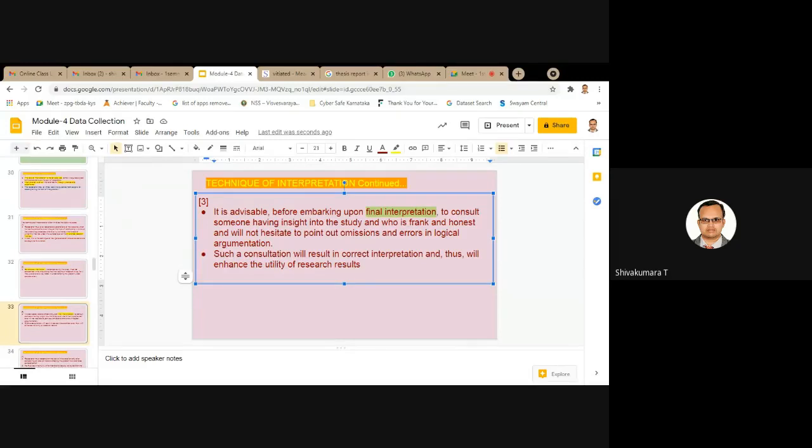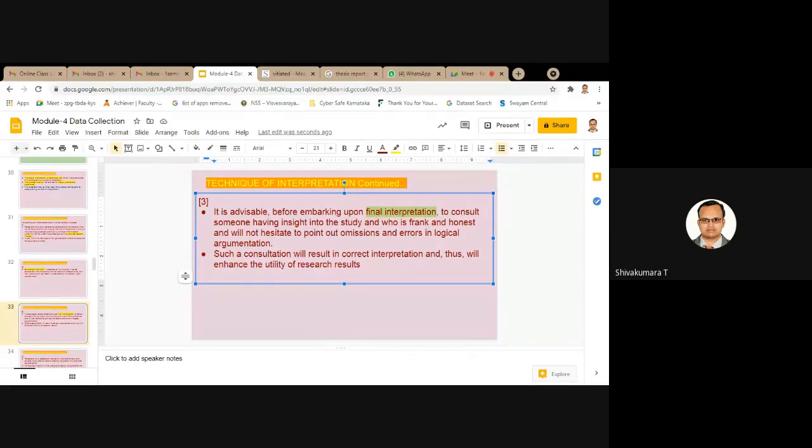So during the interpretation, you may find some of the parameters which you considered during the study process. You may omit them. Before omitting them from your work, you need to give the explanation why you are giving up such kind of parameters now at the last moment. So you need to provide honest work, whatever you have done in your research process. Such a consultation will result in correct interpretation and will enhance the utility of research results.